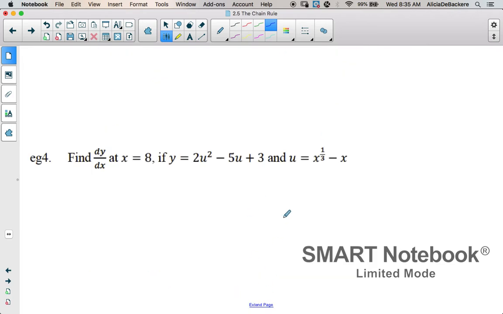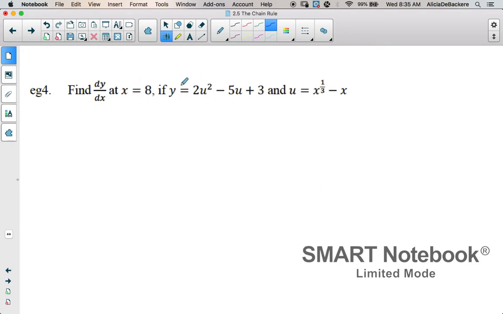All right, in example 4, we're taking the derivative at x equals 8 if the y function is in terms of u, it's a parabola, and then u is in terms of x. So again, I'm going to practice using my chain rule. It's asking me to find dy dx, so I am going to use my chain rule that says take the derivative of y in terms of u, and then just multiply it by the derivative of u in terms of x.